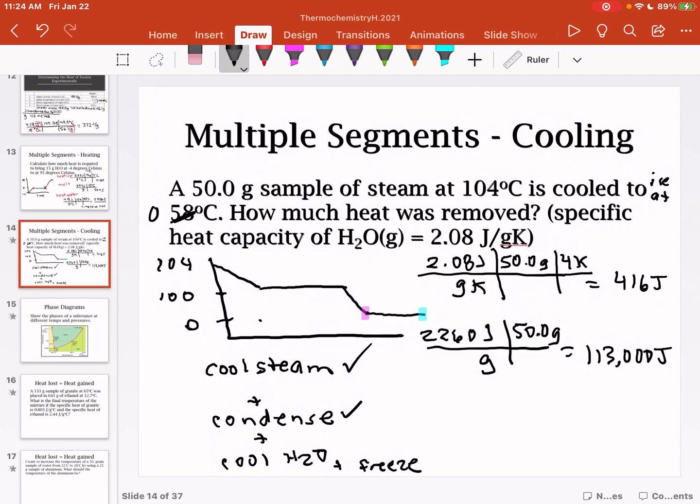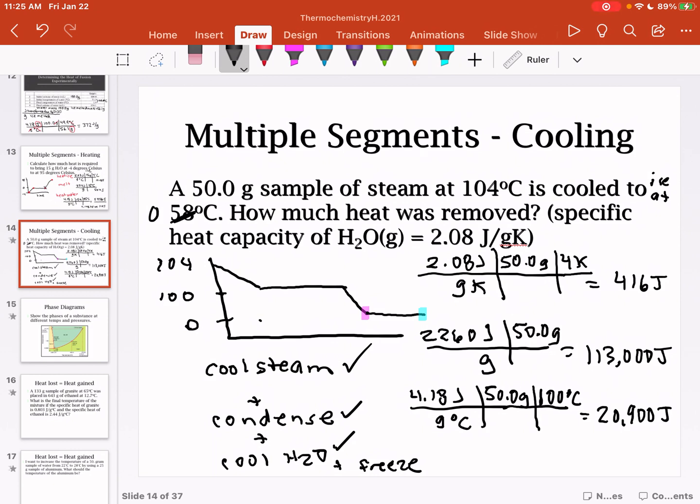Now I need to cool that liquid water from 100 down to 0. So since I have liquid water at this moment, I can use my 4.18 J/g°C. I still have 50 grams. And my delta T this time, again, delta T in Celsius, delta T in Kelvin, same thing, is 100 degrees Celsius. So here, cooling that water would cause 20,900 joules of heat to be removed. That's segment 3. The very last portion of my program is to freeze.